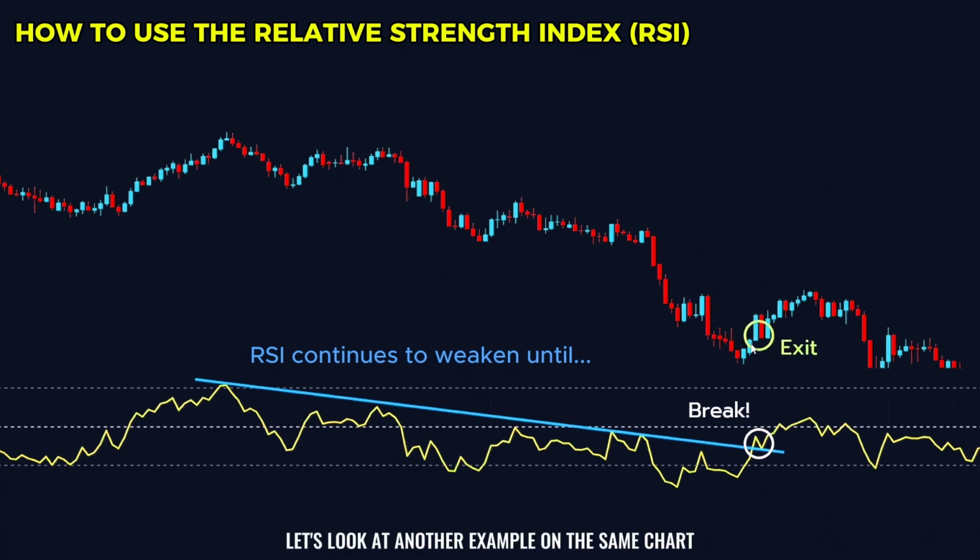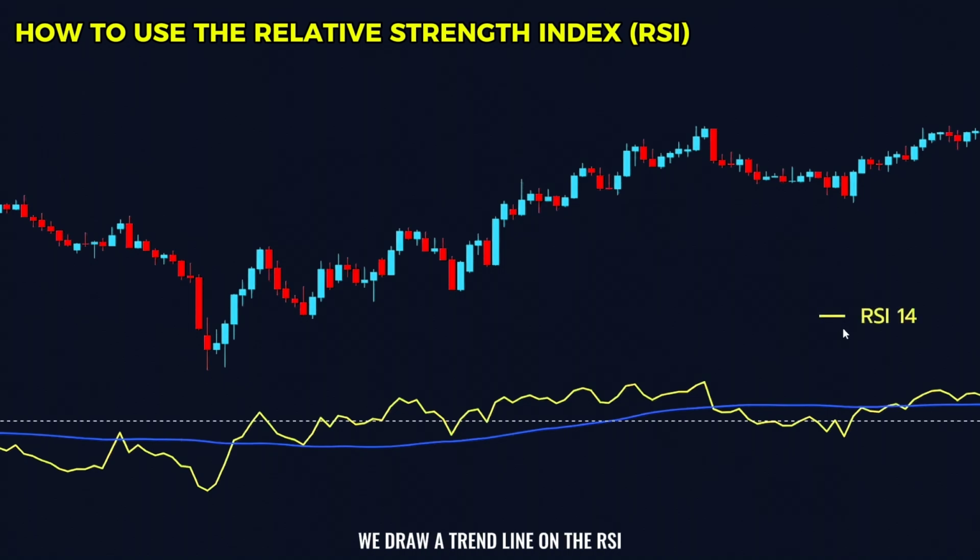Let's look at another example on the same chart. Suppose we've entered another buy trade after the pullback. Once again, we draw a trend line on the RSI. The pattern is very similar. The RSI continues making higher lows as momentum strengthens. Eventually, the RSI breaks below the trend line.